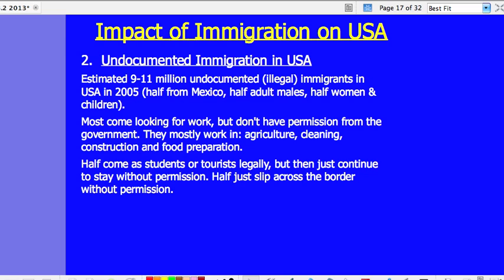They're picking crops, cleaning, like in hotels, construction work, and food preparation and food processing plants, meat packing plants, and so forth. Half come as students or tourists legally in the first place, and then they just continue to stay without permission. The other half just slip across the border without permission.